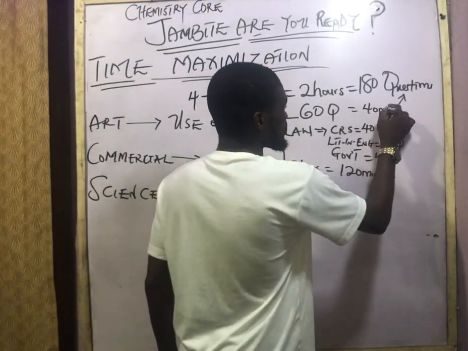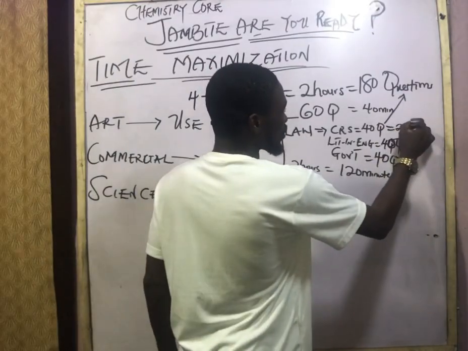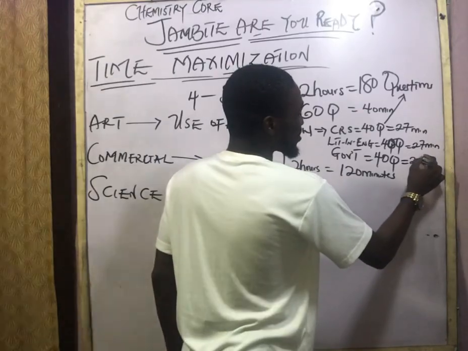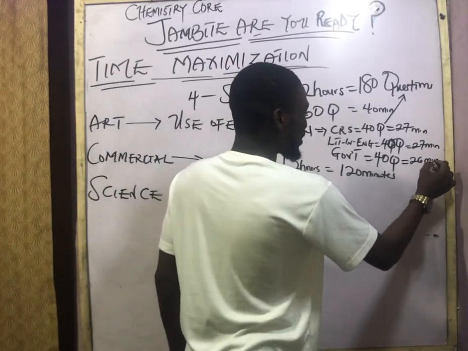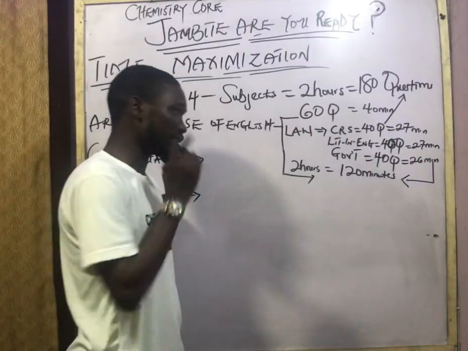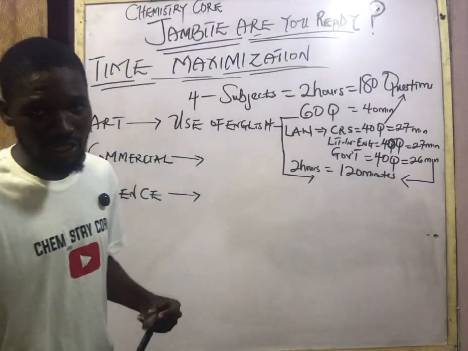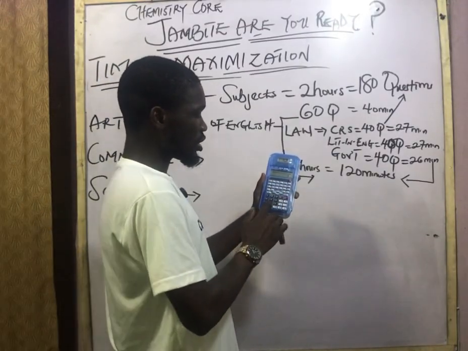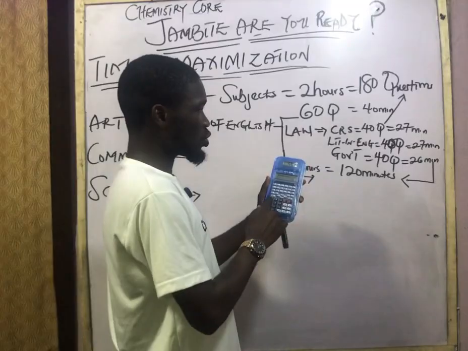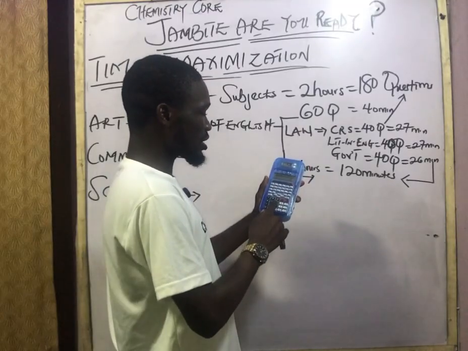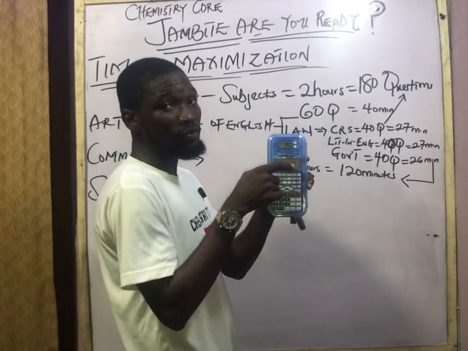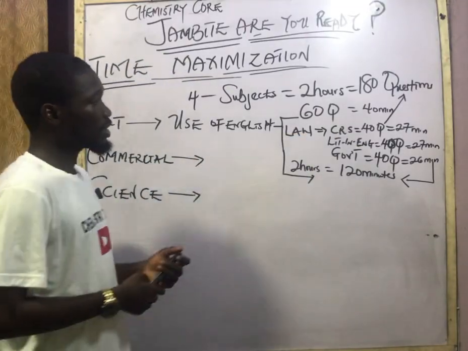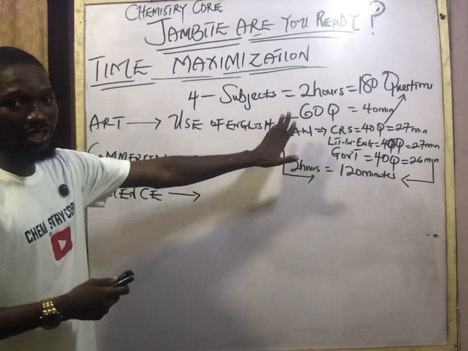Here will be 40 minutes to spend. We have 27 minutes to spend here. I have 27 minutes to spend, and I have 26 minutes to spend here. So this is equivalent to 120, if you do your calculation very well. So let's take a look at that. We have 40 minutes plus 27 minutes plus 27 minutes plus 26 minutes. If you can see, we have 120 minutes. So if you are willing to study law, this is how you can manage your time.